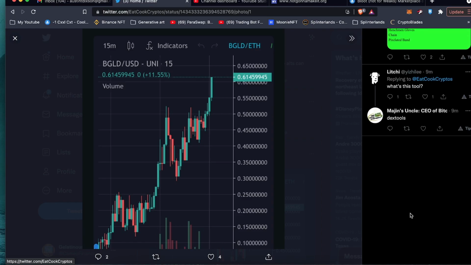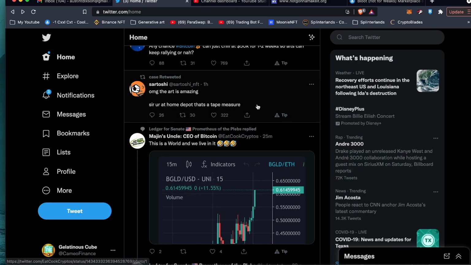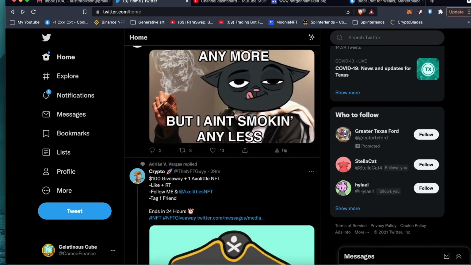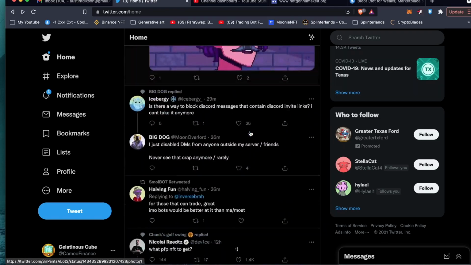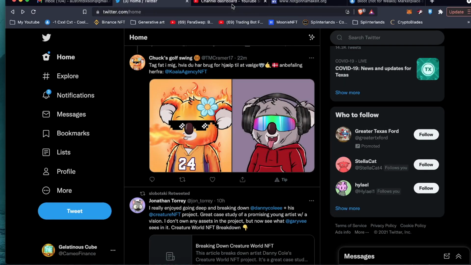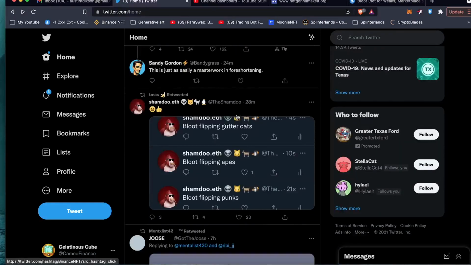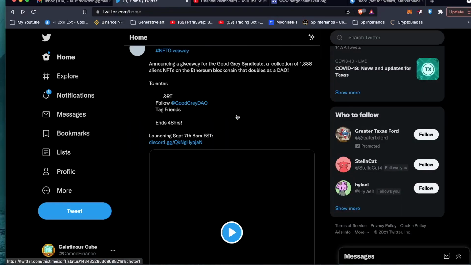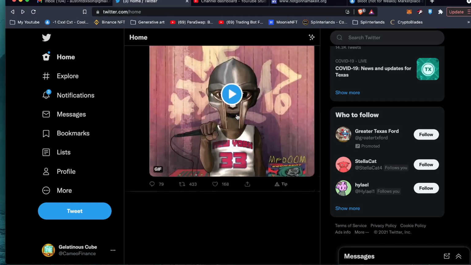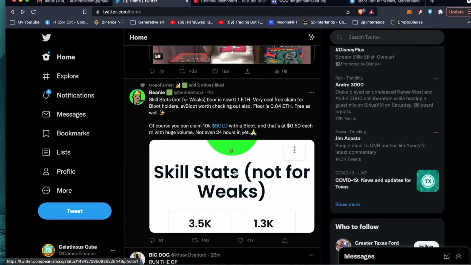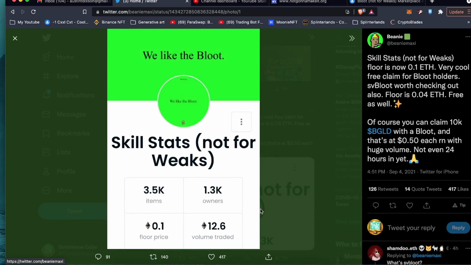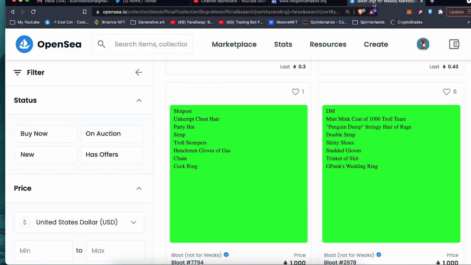But yeah, the community is super strong. Everything that I see that's posted about Bloot is just going absolutely nuts. So everybody that's got one is definitely shilling the crap out of it. So let's go back down to that tweet that I saw from Beanie Maxi, skill stats. He posted this 4 hours ago, and it was at 0.1. Let's check it.